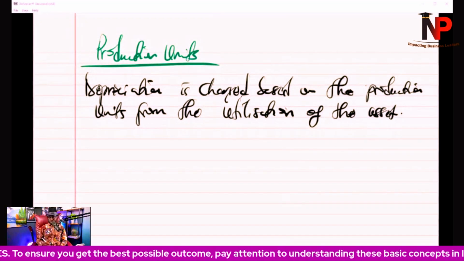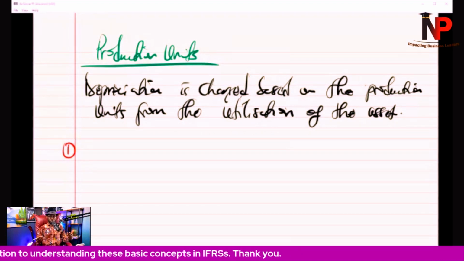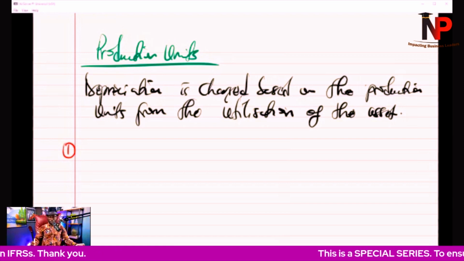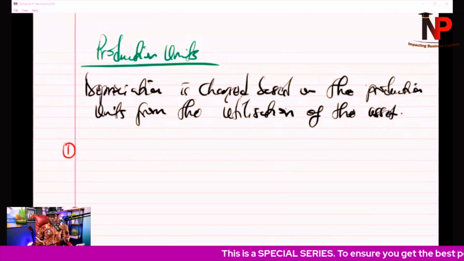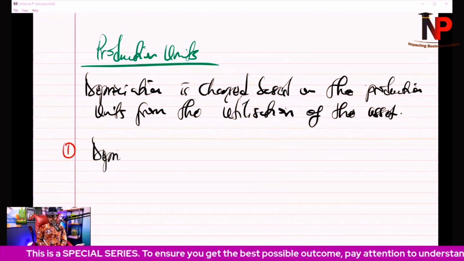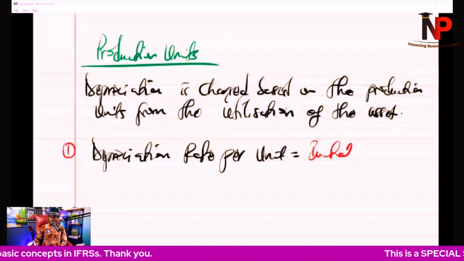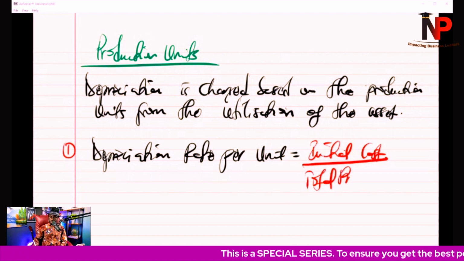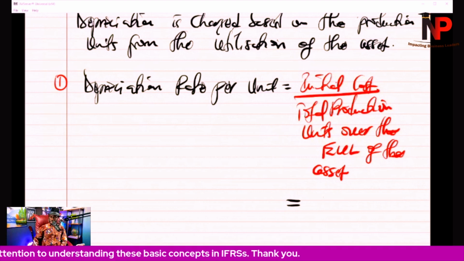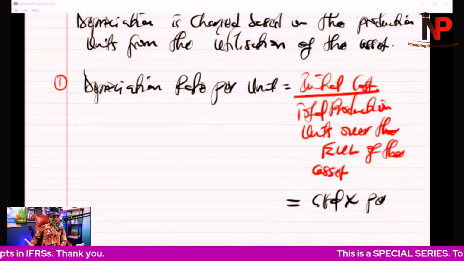What does that mean? It means that here we go through some steps. The first one is that once the asset is bought, now these are assets used in the production system of an entity, and the output can reliably be measured. If that is the case, then we'll calculate the depreciation rate per unit, and that is going to be the initial cost of the asset divided by the total production units over the economic useful life of the asset. So our answer is going to be X Ghana cedi or X dollars per unit.